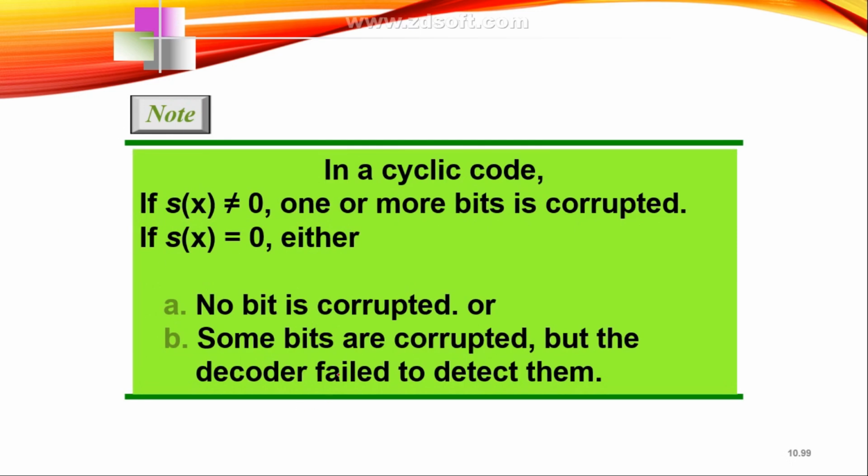So in a cyclic code, if s(x), that is the syndrome, is not equal to 0, then what does it mean, guys? That one or more bits are corrupted. And what if the syndrome is 0? It means no bit is corrupted. Or else some bits are corrupted, as we have already seen in a previous lecture, but the decoder failed to detect them, because the corruption is in such a way that it creates a new valid code word which is present in that valid list, although its value is different. So the decoder can't detect those errors, although the error has been introduced.